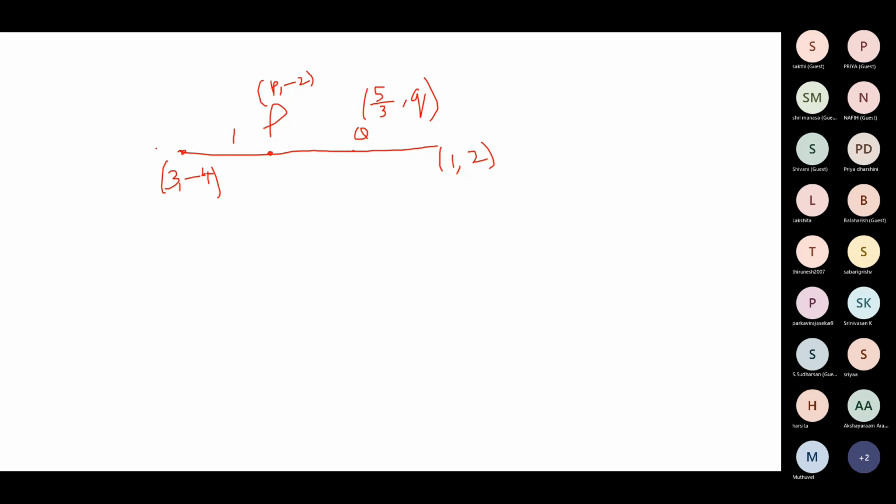If I call this end A and this end B, we know that AP is 1 part, PQ is 1 part, and QB is 1 part. Trisected, no? So 1:1:1 is the ratio. Next, tell me, children, is P the midpoint of AQ? Yes, ma'am. Because 1:1 is the ratio. That means P is the midpoint of AQ, not AB, AQ.